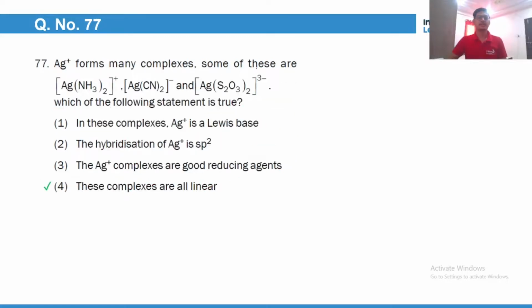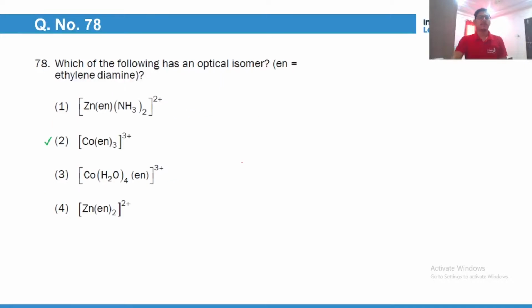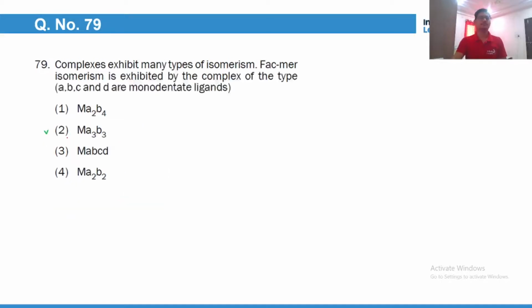Silver forms many complexes. Some of these are given; which of the following statements is true? All these complexes are linear, of course. Metal is a Lewis acid, not base. The hybridization of silver is sp, linear, and they're not good reducing agents. Which of the following is an optical isomer? This one, because it is non-superimposable on its mirror image. The facial and meridional isomerism is exhibited by complexes of this type, where there are two types of ligands, 3 each.